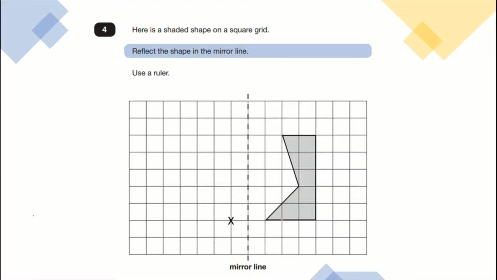Now I'm going to do the same for the next point. 1, 2, 3, 4. Then 1, 2. Then 1, 2, 3, 4. Then 1, 2, 3. Now I'm going to just connect the lines together like so.